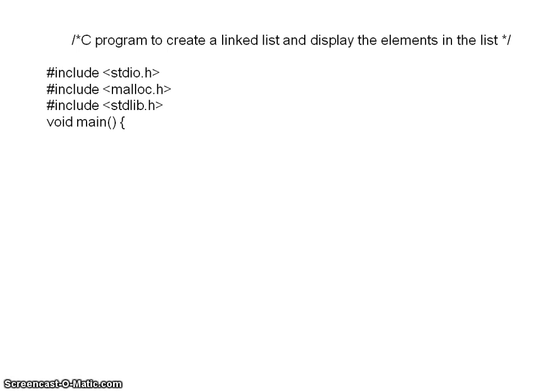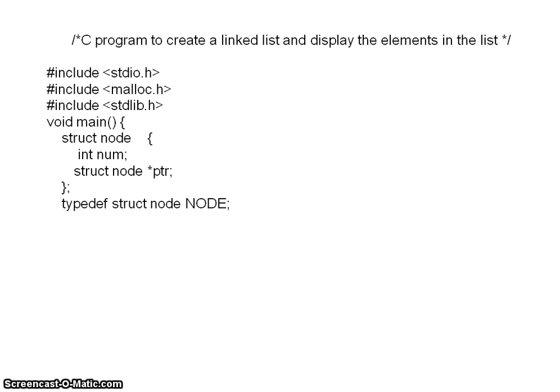So the structure can be declared as struct node with int num and struct node pointer ptr. Also we can create an alias for struct node, so that we are not going to use struct node again and again in our program. Here, with the instruction typedef struct node Node, we have created an alias for it.